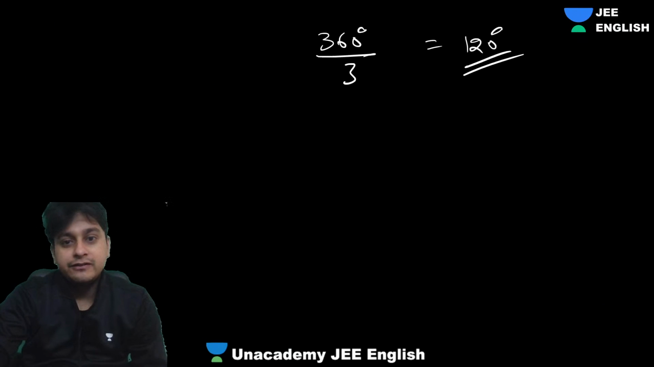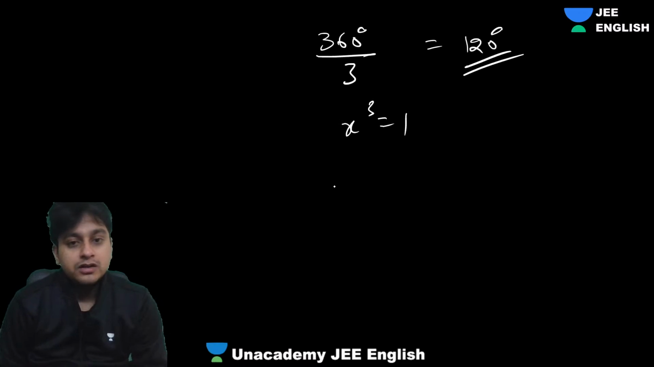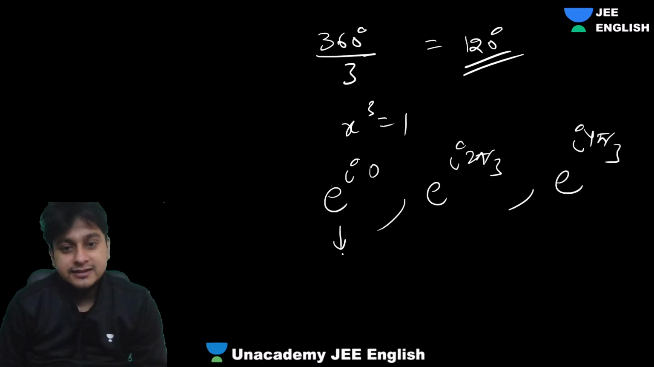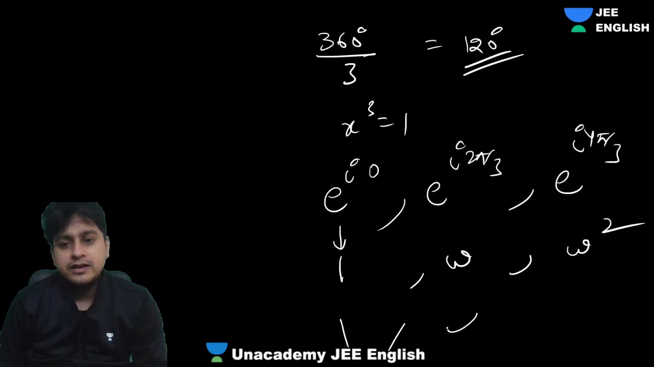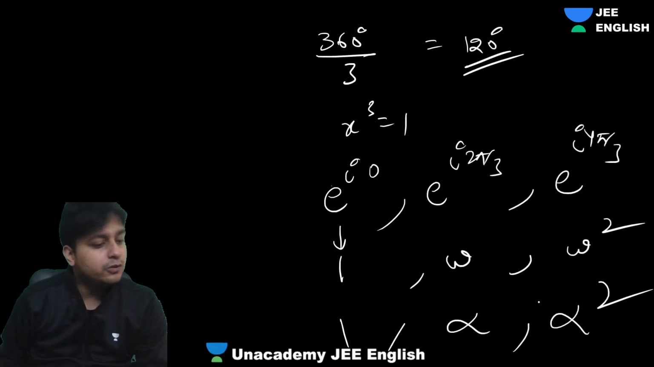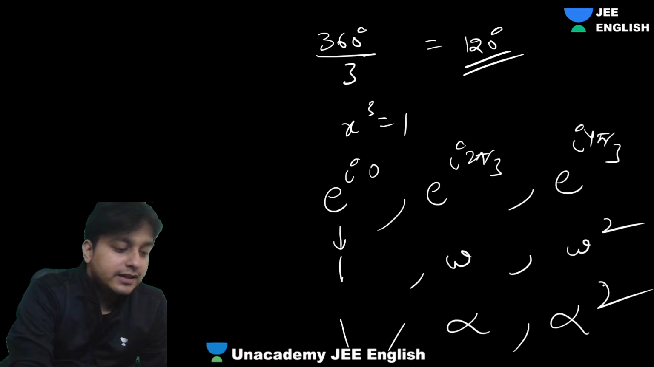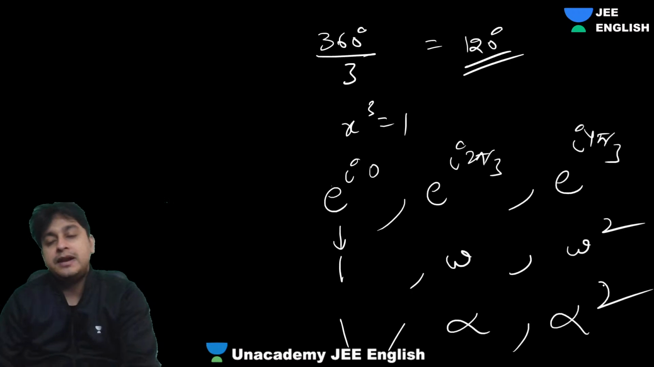So guys, whenever we have x cube equals to 1, we will have three roots. You can also say e power i 0, that is the first angle is 0. Then we will have e power i 2 pi by 3, then e power i 4 pi by 3, guys. This is nothing but 1, omega and omega square, and we generally call it 1, alpha, alpha square. Three roots going from 1 to alpha square. I hope everyone is understanding. Guys, any doubt you can please comment. I'm here to handle.